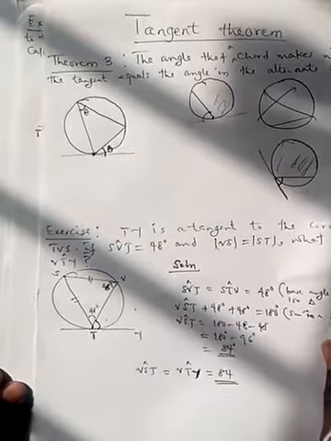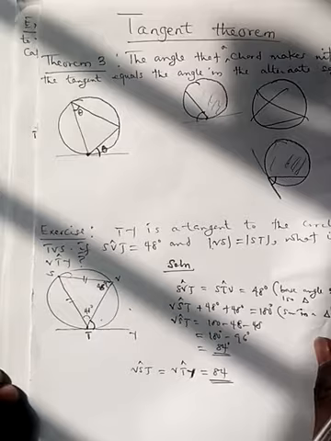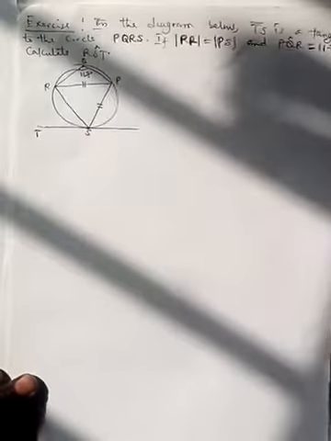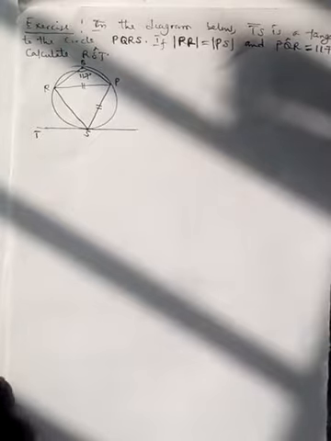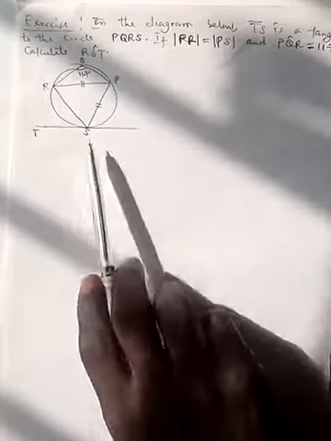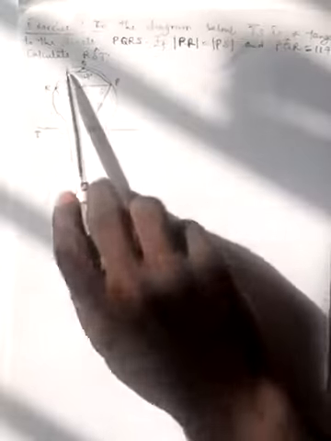Okay, so now let's try to look at another example. I hope this is very, very clear. Okay, now let's look at this example. In the diagram below, TS is a tangent. This line is a tangent to the circle PQRS. This is a circle PQRS.